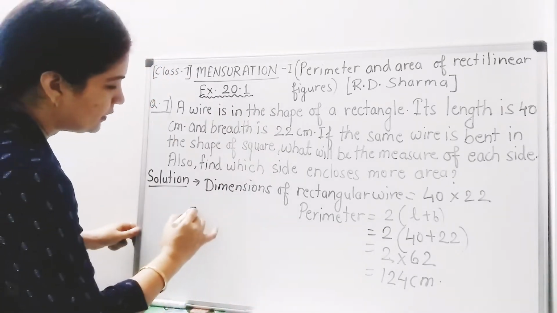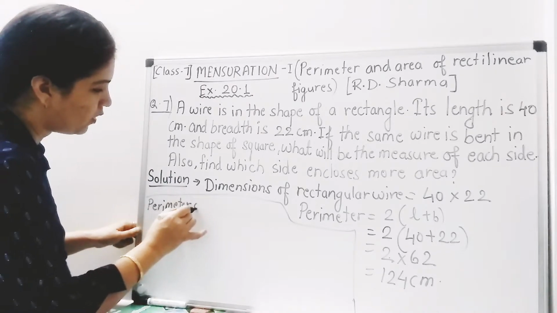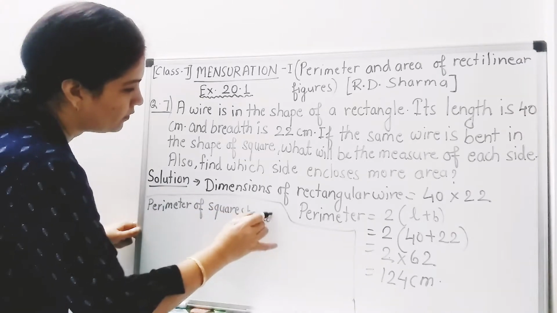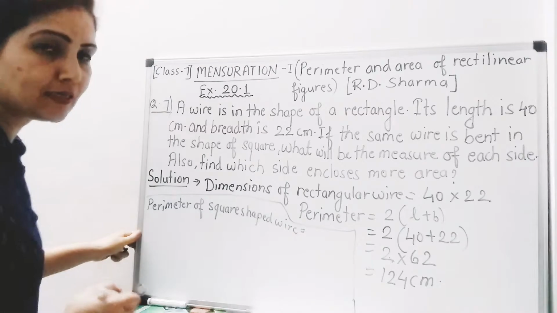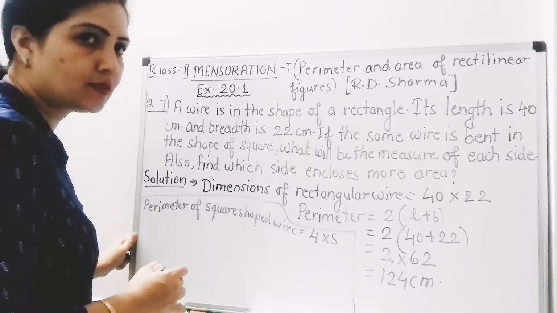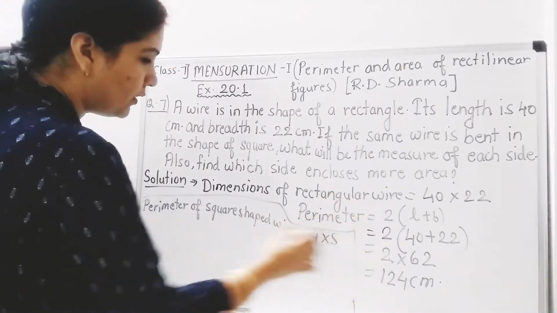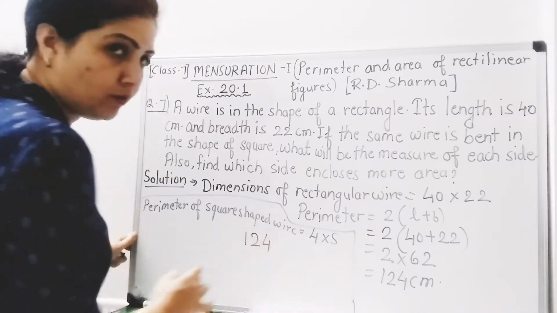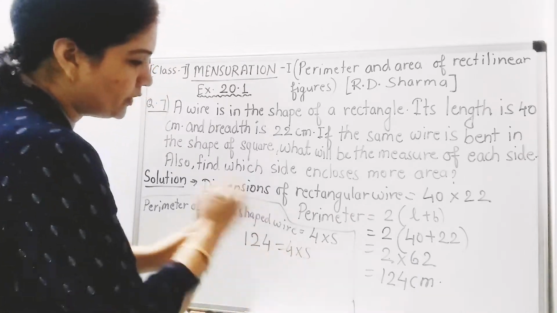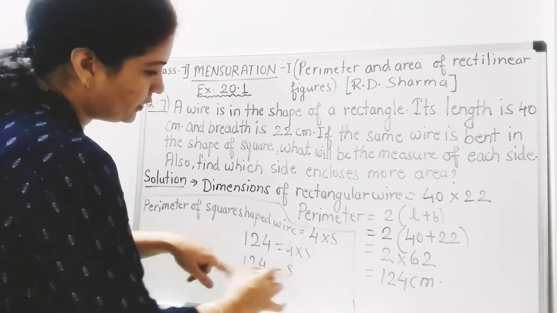Okay. So the perimeter of the square shaped wire. Here we will write the formula when it's a square. What is the formula? 4 into S, because in a square all the sides are the same, or we can say 4 into side. So instead of side I have written S. Now we know both the perimeters will remain the same, so we can write 124. Here it will be 4 into S. Now as it was multiplication, it will change place, so it will be divided. So 4 will be divided here. That will give us the length of the side.